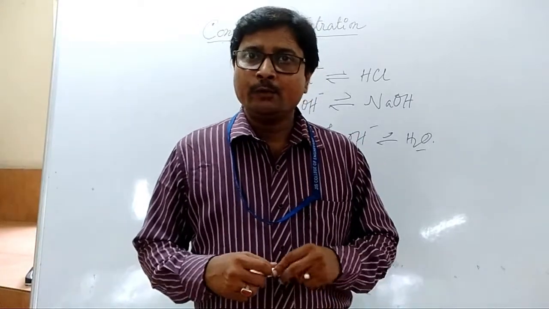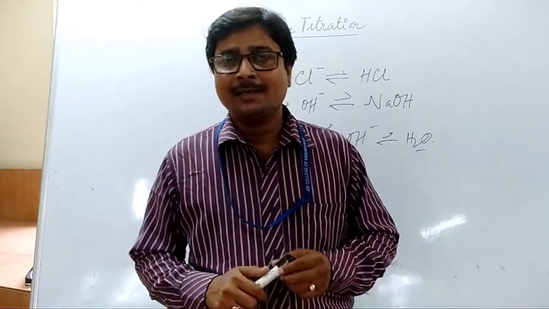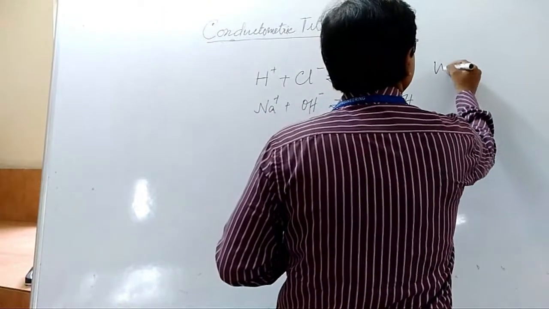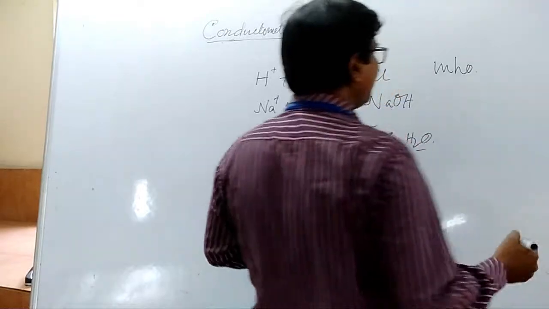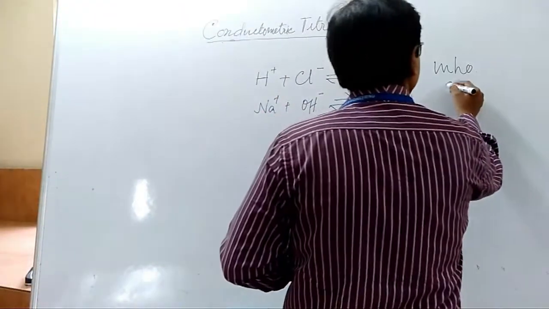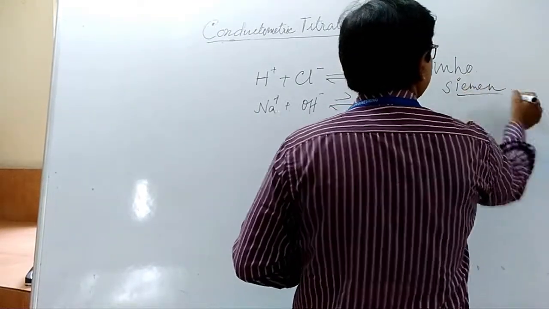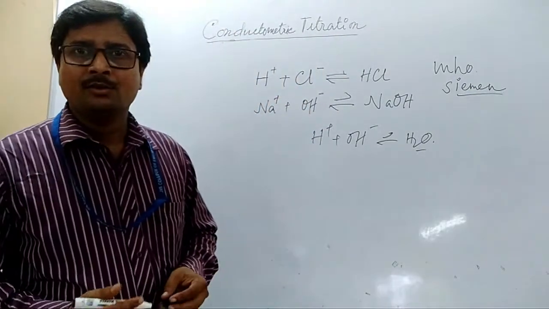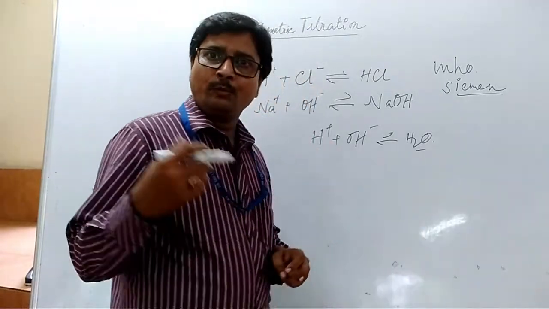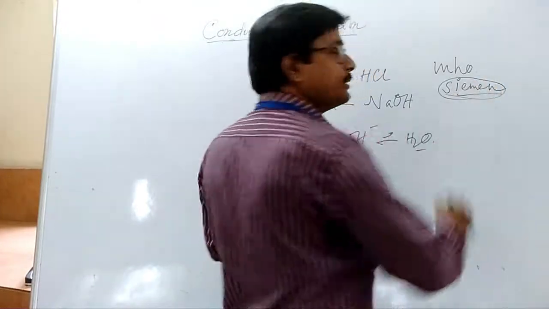Now the unit of conductance, I think you know, as it is a reciprocal of resistance, the unit is called mho, or ohm inverse, or we can also say Siemens. So this is the unit of conductance. Whenever we do the experiment conductometrically, we are taking this unit.